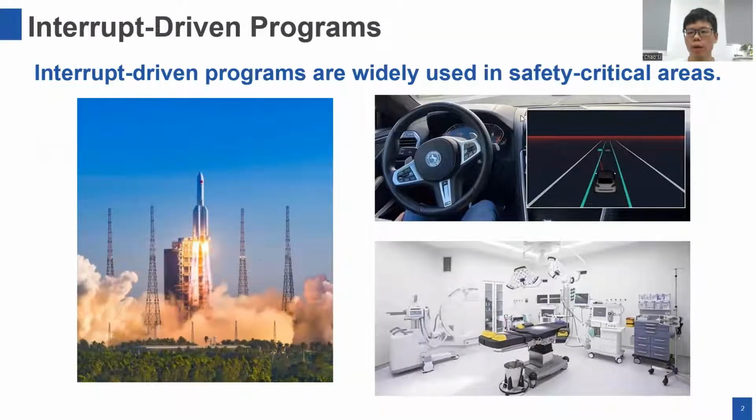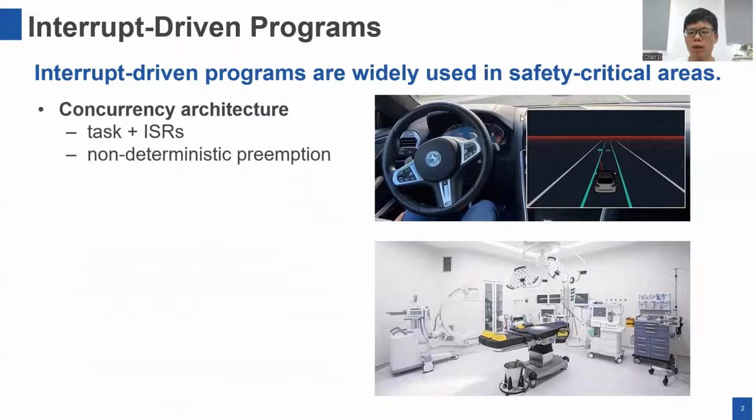Interrupt-driven programs are widely used in safety-critical areas, including aerospace, automotive, electronics, medical equipment, and so on. This type of software is usually programmed with interrupts to interact with hardware and respond to external stimuli on time. They generally contain the main task and multiple interrupt service routines. The preemption of interrupts is non-deterministic.